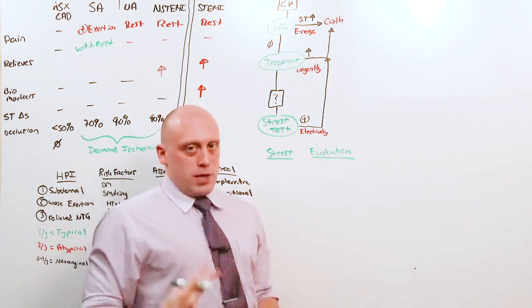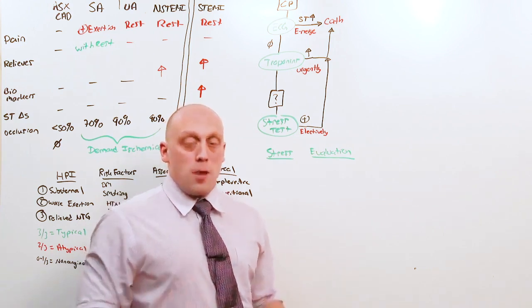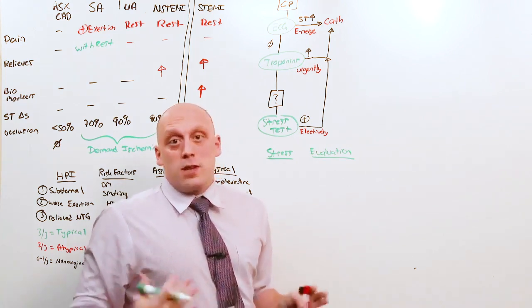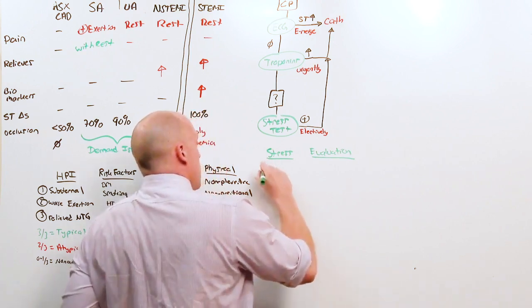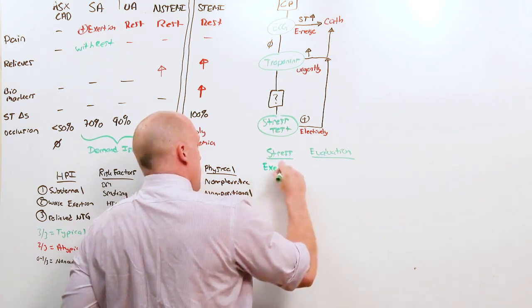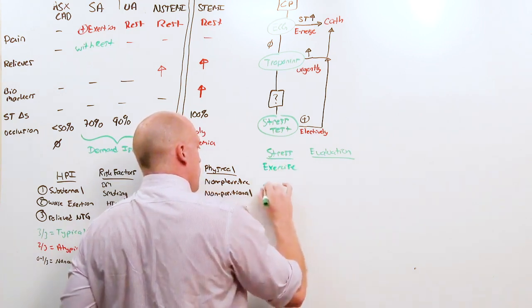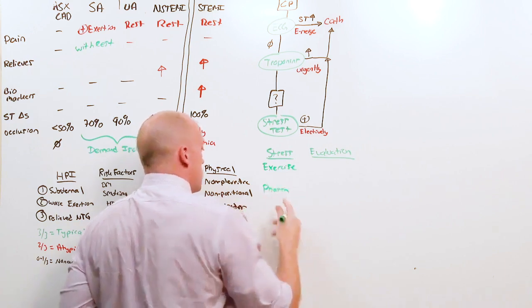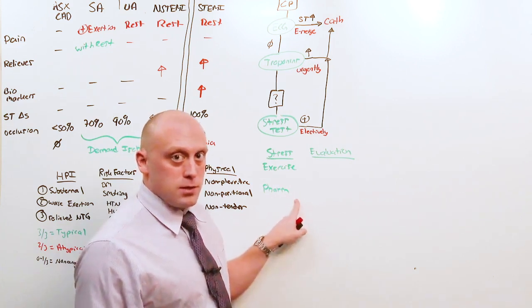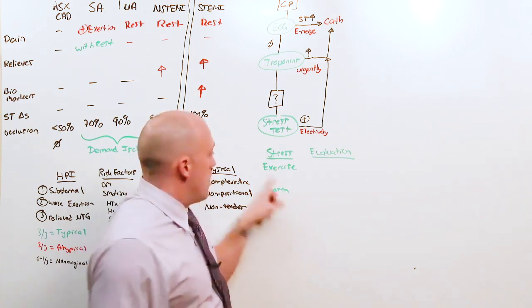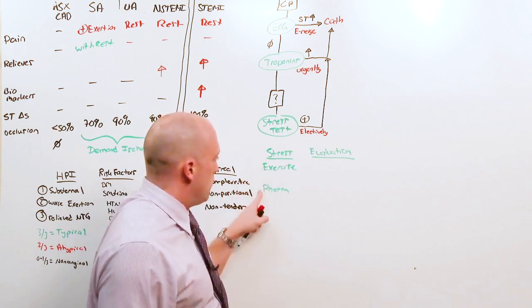There are two ways to stress somebody. The goal is to get the heart rate up, increase the demand to see if anything bad happens. So the way you do that is either with exercise or with pharm. Now, just so you've heard it, you can use adenosine or dobutamine pharmacologic stress test. You won't have to pick exercise or pharmacology.